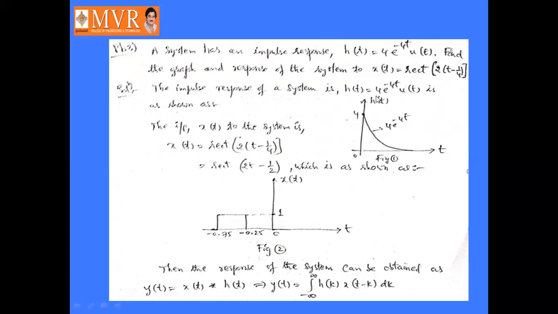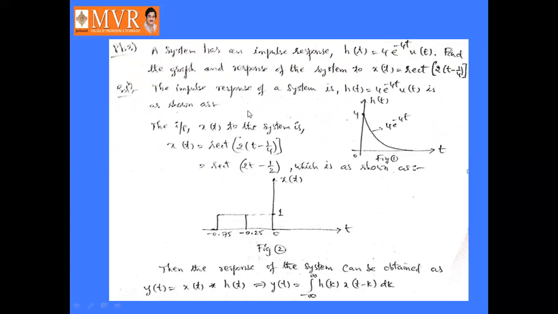So the impulse response of the system is given as h of t equal to 4 e power minus 4t into u of t. U of t means it is varying from 0 to infinity. So its waveform is like this. In h of t, 4 is its amplitude or magnitude. So 4 into e power minus 4t is an exponentially decaying function.